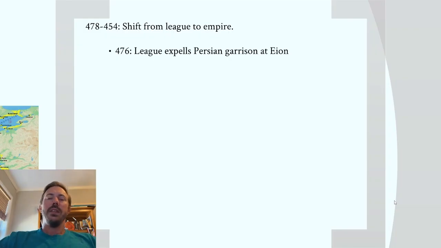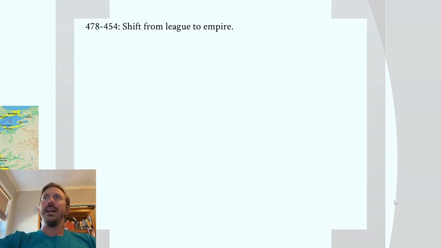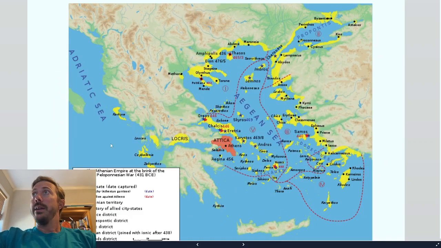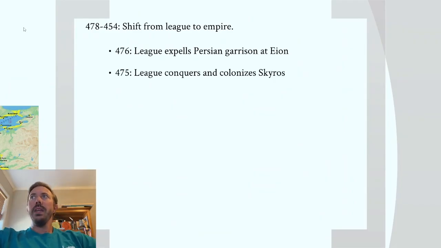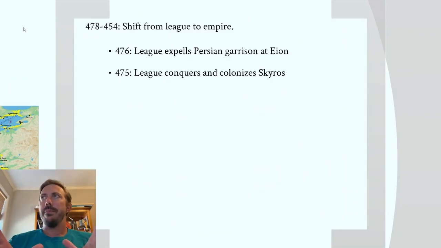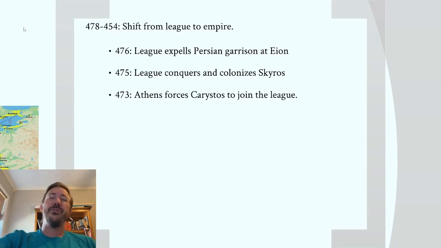In 476, the Delian League, which is a free league, right, expels a Persian garrison at Eion. Eion is this little city-state up here in the North Aegean. There was a Persian stronghold there, and the Delian League went and expelled those Persian forces there. Great. In 475, the League conquers and colonizes Skyros. That's interesting. The League goes in and takes an island and colonizes it. Okay? So 473, Athens forces Karystos to join the League.